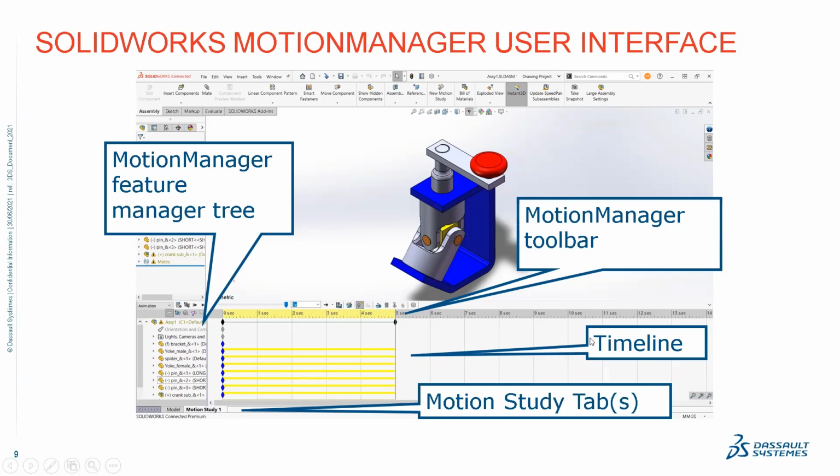This area right here is the primary working area for the Motion Manager. It's called the timeline. And here we have the toolbar for the Motion Manager. And this is, I call this the time bar. And this is where you either add key points or you can see what the motion is in other areas of the timeline.